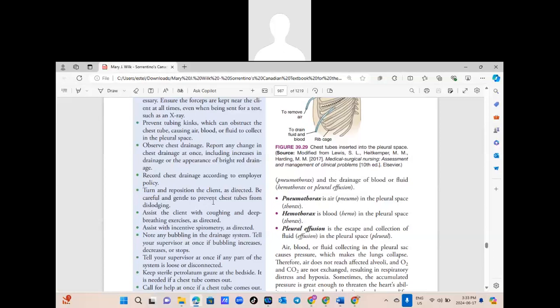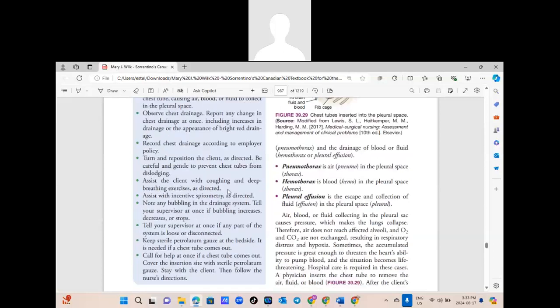Turn and reposition the client as directed. Be careful and gentle to prevent chest tubes from dislodging. Assist the client with coughing and deep breathing exercises as directed. Assist with incentive spirometry as directed. Note any bubbling in the drainage system. Tell your supervisor at once if bubbling increases, decreases, or stops.